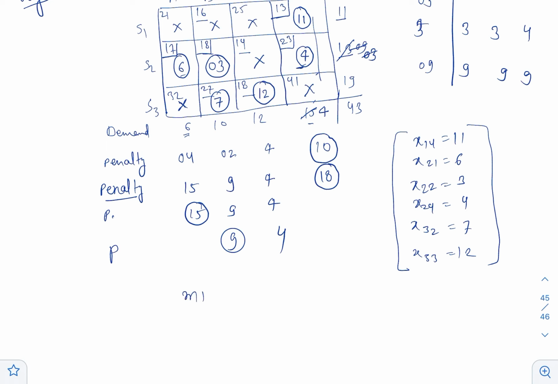Now we need to check whether this is a basic feasible solution or not. For that we need to have m plus n minus 1 allocations. Here m and n are the number of rows and columns. So there are 4 columns and 3 rows, minus 1 is equal to 6. There need to be 6 allocations in the initial solution. So we have 1, 2, 3, 4, 5, 6 allocations. So that means it is an initial basic feasible solution.